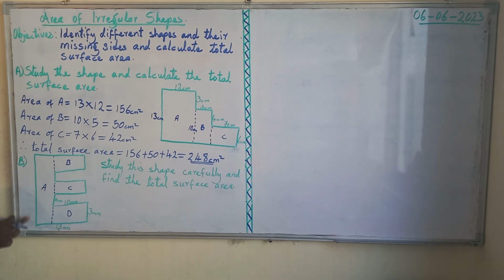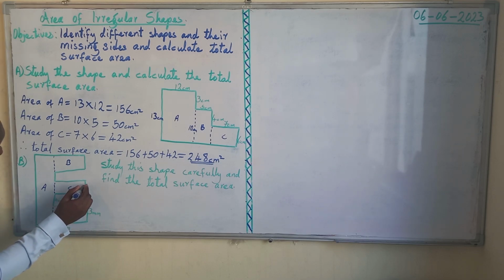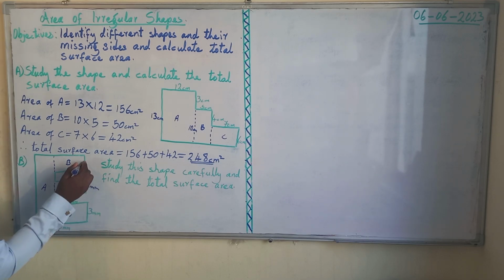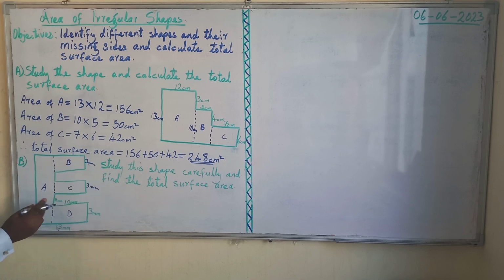So to find this side, we're going to use this. If this is 3, then this should be 3 millimeters and this 3 millimeters. If this is 4, then this should be 4 millimeters as well. 3 plus 4 is 7. 7 plus 3 is 10. 10 plus 4, 14, and 14 plus 3 is 17. This long side will be 17 millimeters.